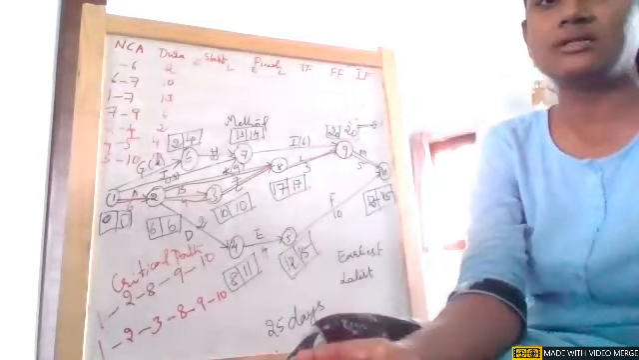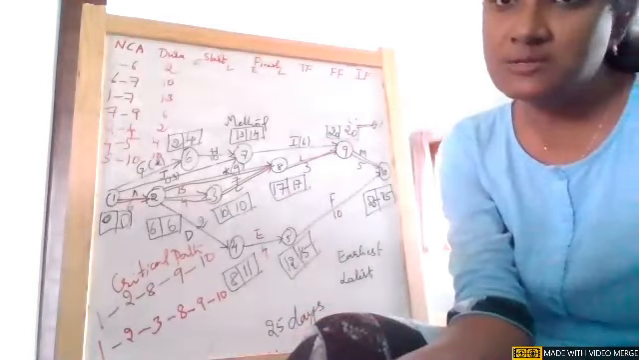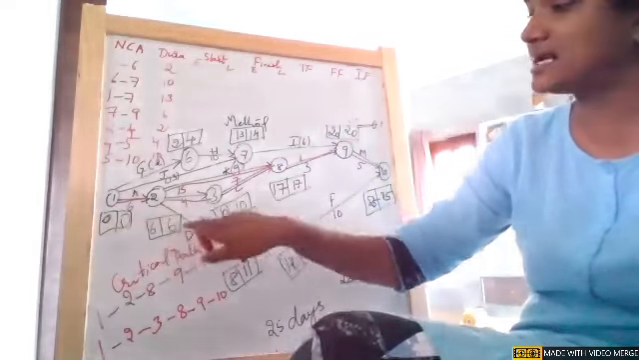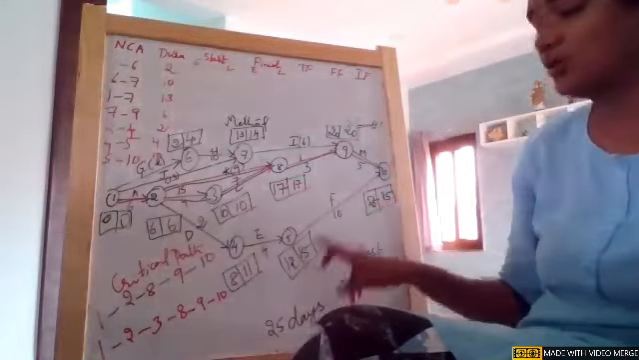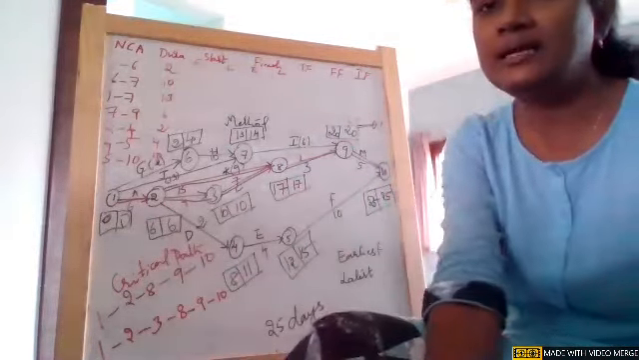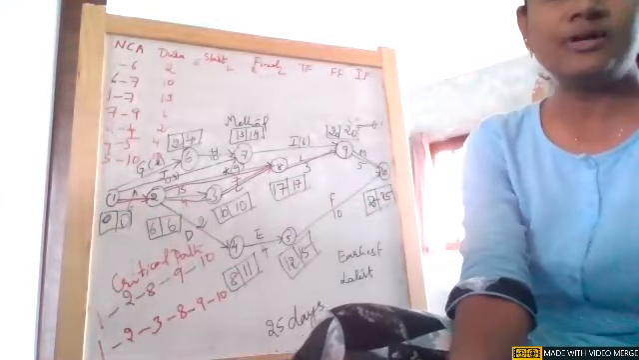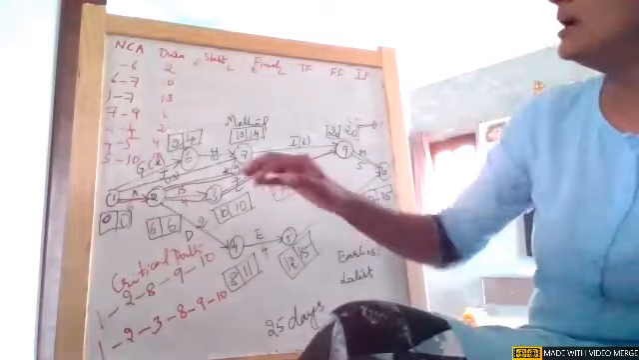Obviously, they'll ask us to draw the network. Certain times they'll also ask you to find out the earliest and the latest times, which you already know. Earliest and latest times are nothing but these things. Don't get confused. And then we are also supposed to find out the total float and free float.